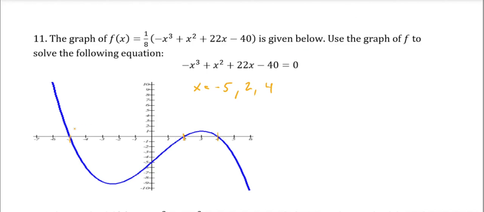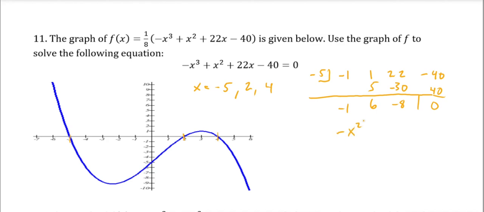In that case, given a certain root on the number line, I could reduce this using synthetic division. So for example, if I had -1, 1, 22, and -40 here, dividing that by -5, dropping my -1 down, and completing the synthetic division, we could get a reduced polynomial, -x² + 6x - 8. And factoring out a minus sign here, we could see that this actually would factor to give me the remaining 2 roots.